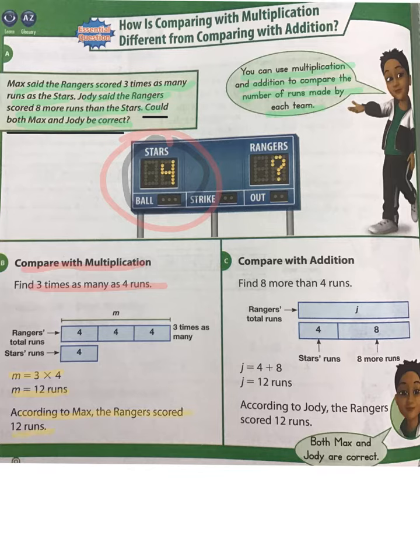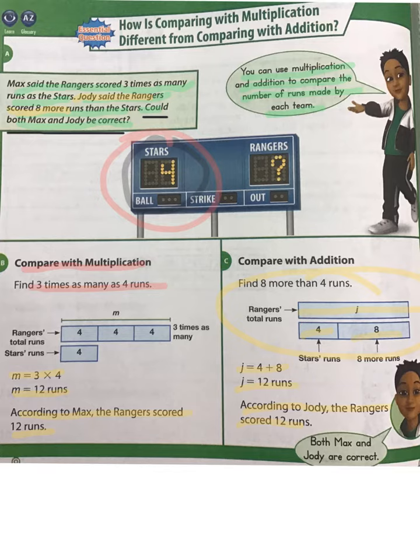Now let's compare this time with addition, because Jody said the Rangers scored 8 more. If you heard the word more, that means we need to add 8 more. So in this case, if we look at this picture diagram, we have the Rangers on top, and then we have 4 and 8. Therefore, we're going to add 4 plus 8, which is 12 runs. So according to Jody, the Rangers also scored 12 runs.